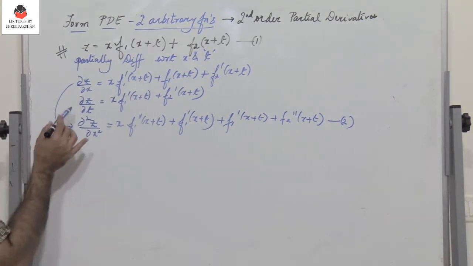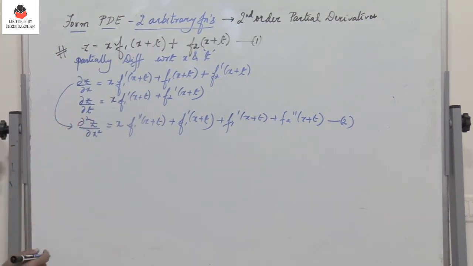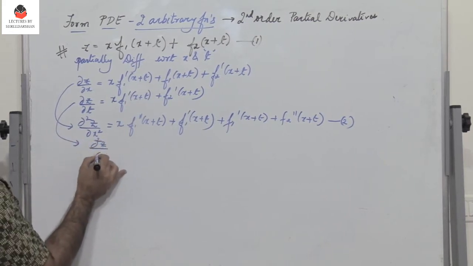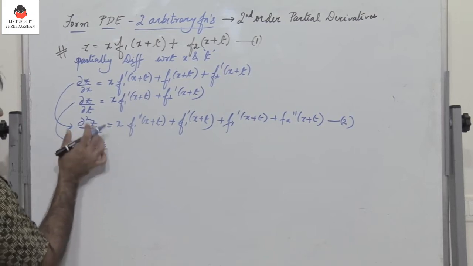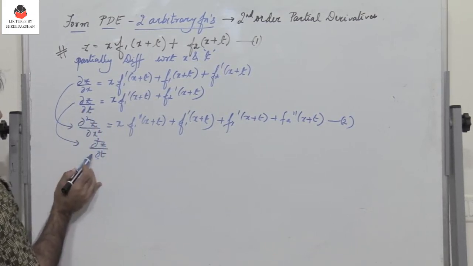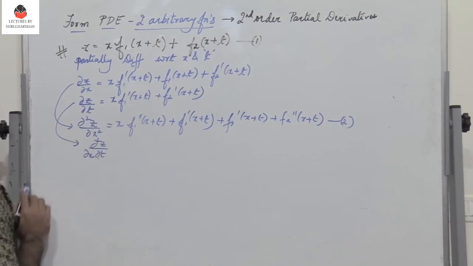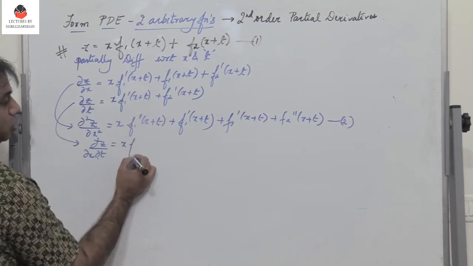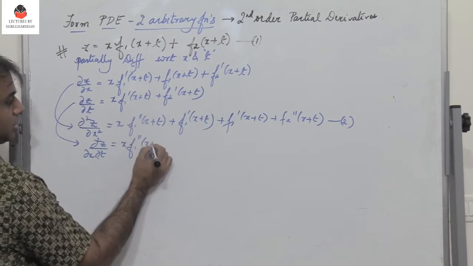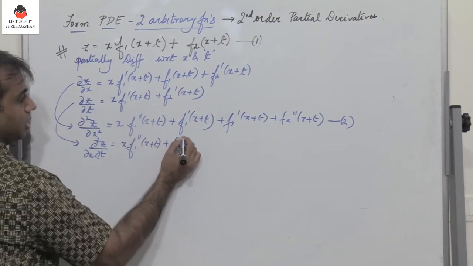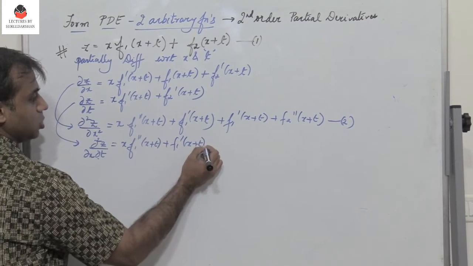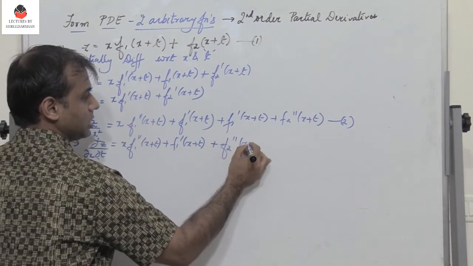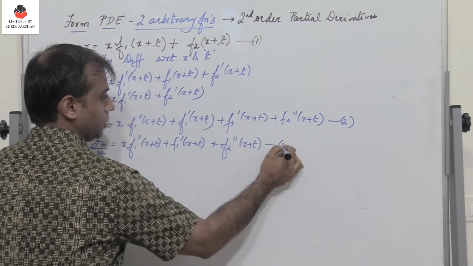So now let's partially differentiate this with respect to t. So you get del square z by del x del t. I've already differentiated z with respect to x, now I'm partially differentiating this with respect to t. So you have x into f1 double dash (x plus t) plus f1 dash (x plus t) into 1 plus f2 double dash (x plus t). So call this equation 3.